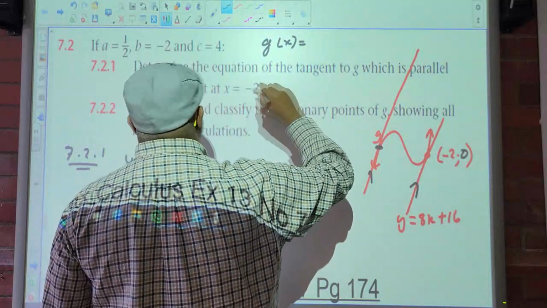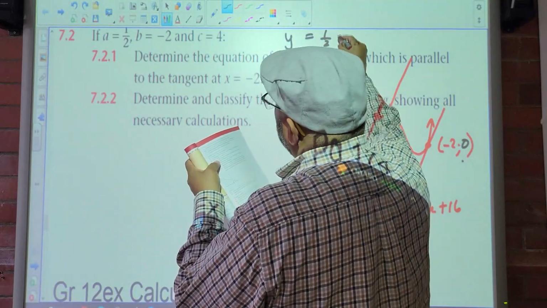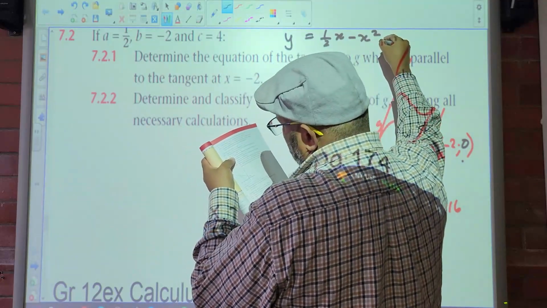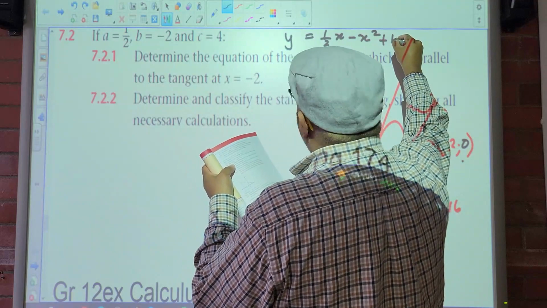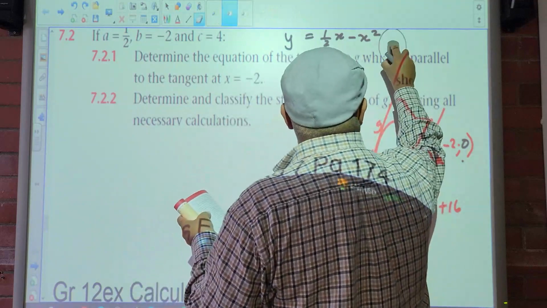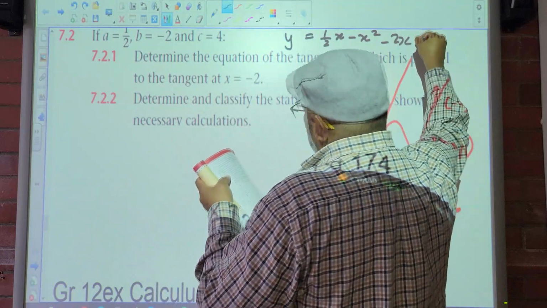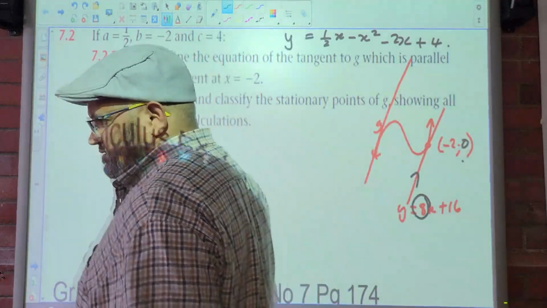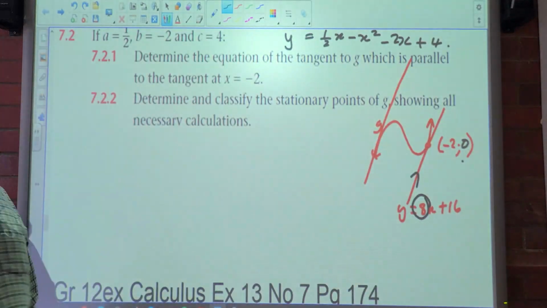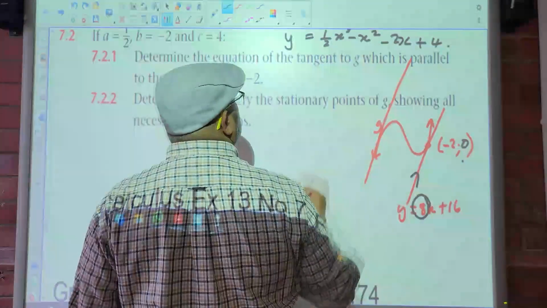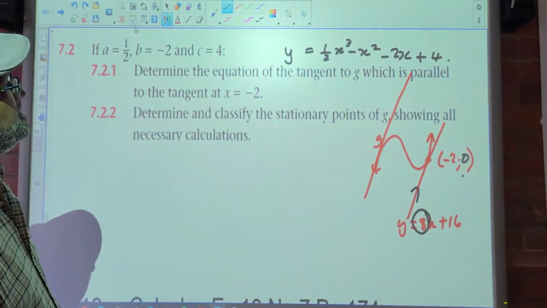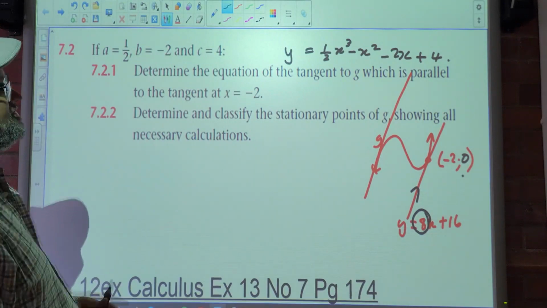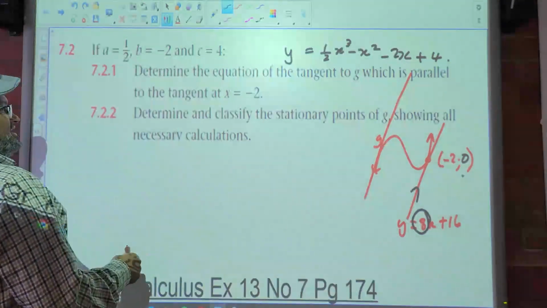What's the equation of minus x squared plus b, which is negative 2x, plus 4? Yes. Half x cubed. This is half x cubed. So again, determine the equation of the tangent to G, which is parallel to the tangent at -2.